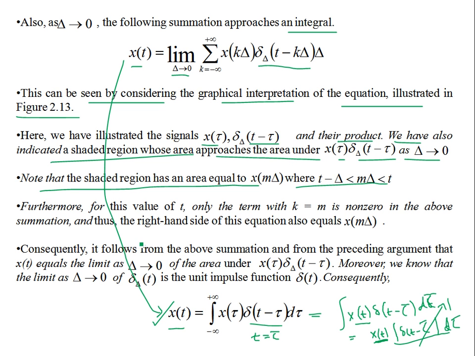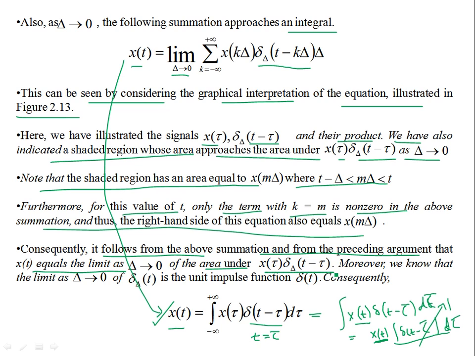Furthermore, for this value of t, only the term with k equal to m is non-zero in the above summation, and thus the right hand side of the equation is also equal to x of m delta. Consequently, it follows from the above summation and the preceding argument that x of t equals the limit as delta approaches 0 of the area under x of t delta of t minus tau. Moreover, we know that as delta approaches 0, it becomes a unit impulse function. So consequently, we can write x of t as such.